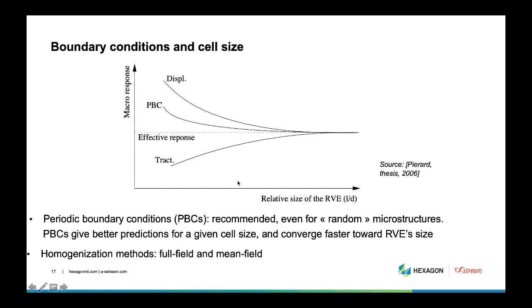You take cells and you increase the cells and you also apply different boundary conditions. So let's say you take a cell of a given size and you apply displacement boundary conditions to it. You get this prediction of the macroscopic response, let's say the macroscopic Young's modulus. So you see that you are far off from the exact response. If you apply periodic boundary conditions, you are closer, okay? And if you apply uniform traction boundary conditions, you are far from the response.